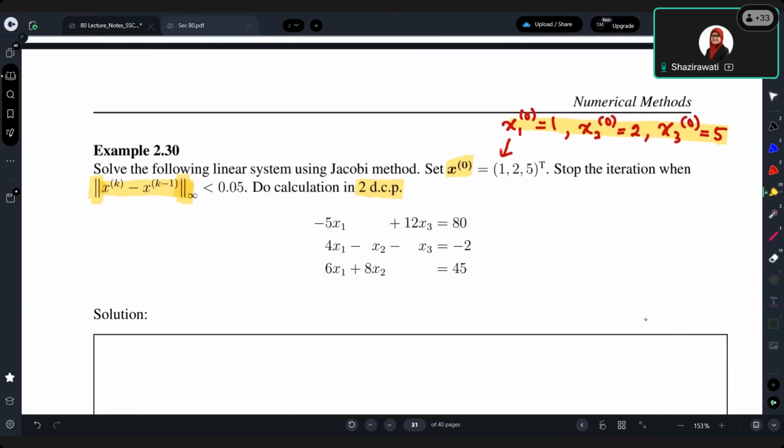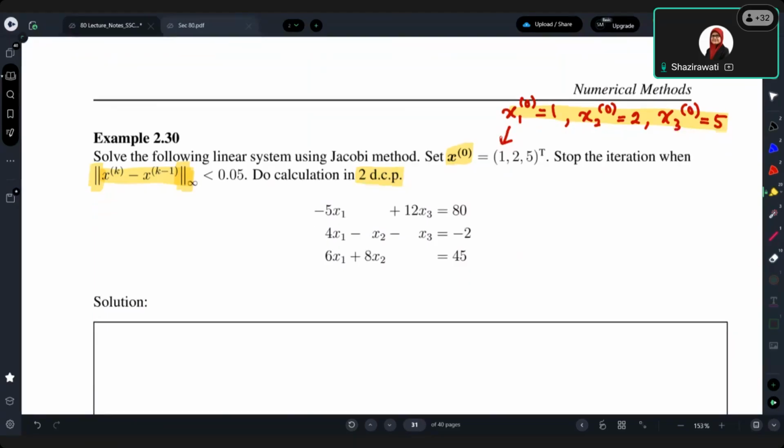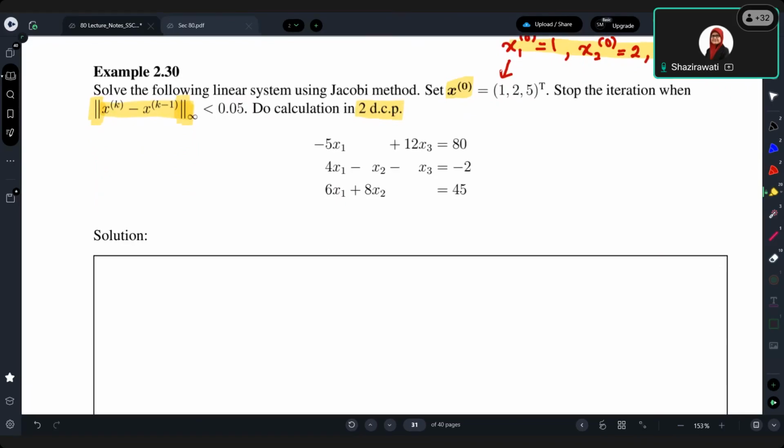So in the final exam, check the calculation instructions. Sometimes 3, sometimes 2. Okay. Alright, now, first of all, we must check whether our matrix here satisfies the convergence criteria. So it means we need to extract our A. Initially, our A is -5, x2 is absent so 0, and then 12. Okay, row number 2, you have 4, you have -1, you have -1. And then row number 3, 6, 8, x3 is absent, so 0.